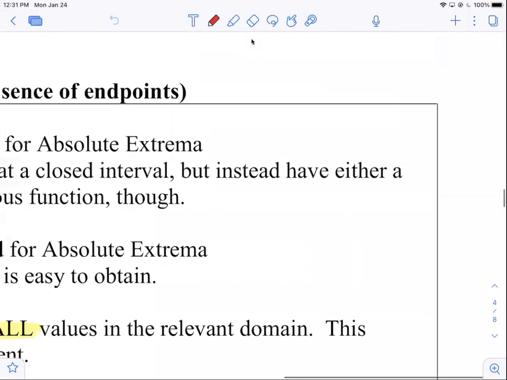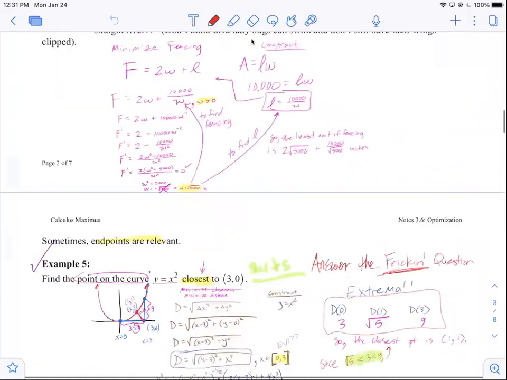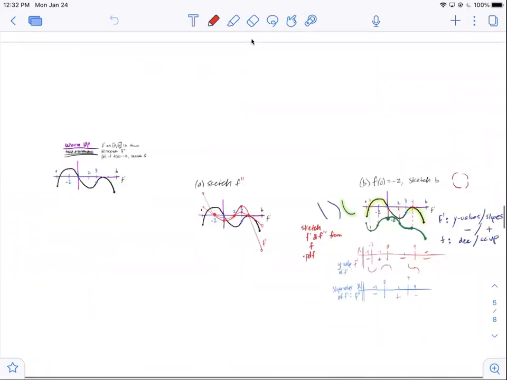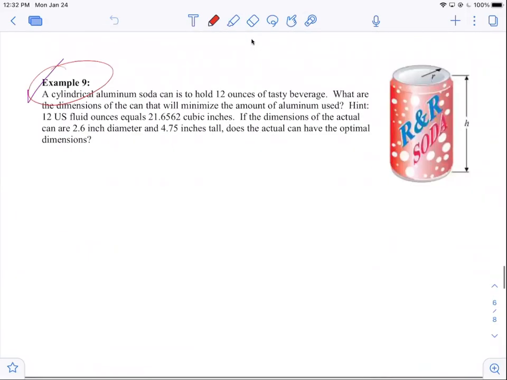So let's return to where we were last time. We are actually on example 9. So this is just a strange coincidence that we're on example 9. And it is aluminum can appreciation day. I kid you not. Yeah.